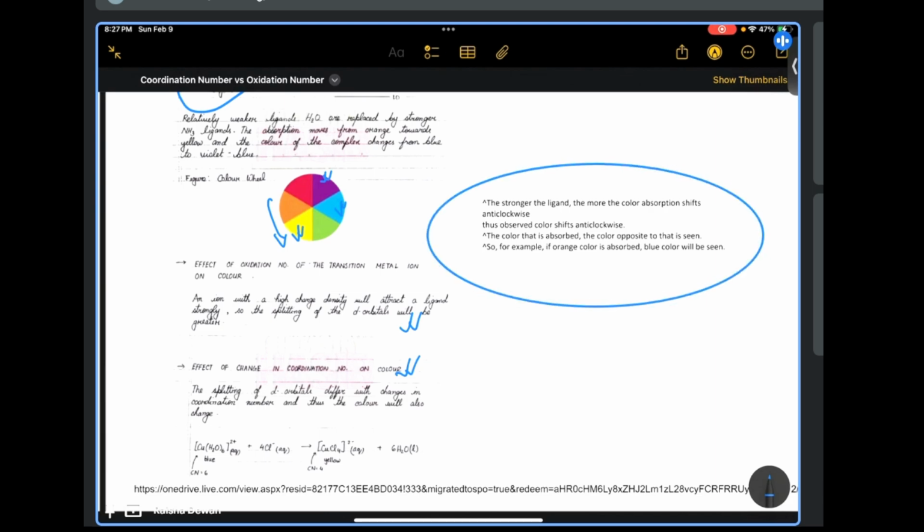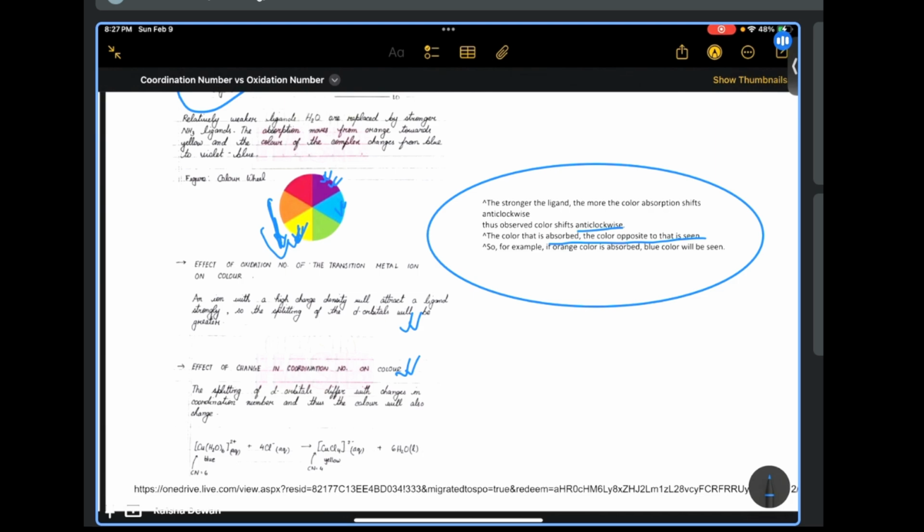And this is important. The stronger the ligand, the more the color absorption and the more the color shifts anti-clockwise. So this is shifting in this direction. Thus the observed color shifts anti-clockwise. The color that is observed, the color opposite to that is seen. So if orange color is observed, the blue color will be seen.